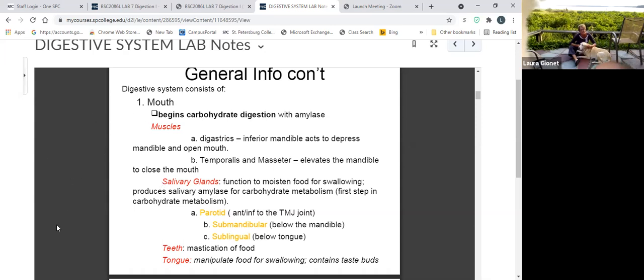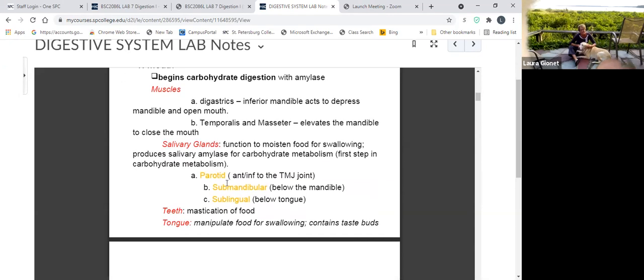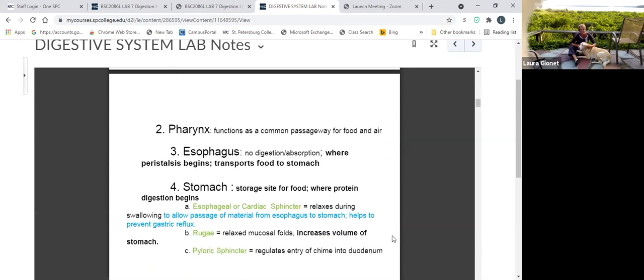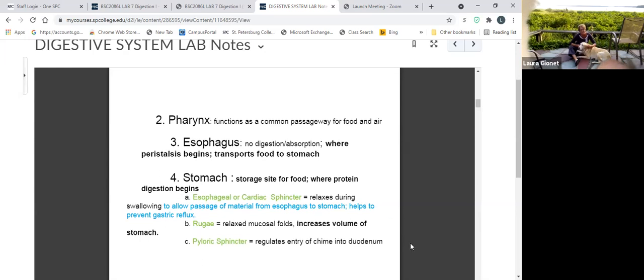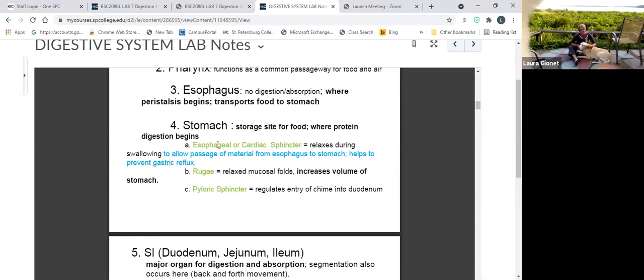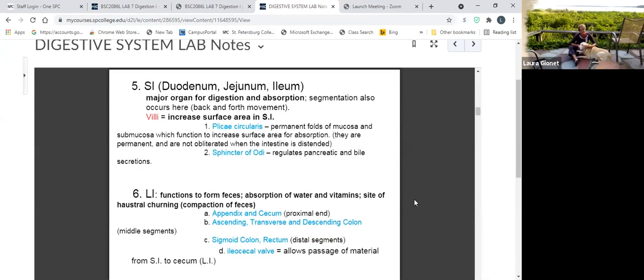But the mouth, it begins carbohydrate digestion. We have different digestive muscles, the temporalis and masseter muscles, that aid in digestion. We have salivary glands, the parotids, submandibulars, and the sublinguals. Teeth for mastication, tongue for manipulation of food, taste buds. The pharynx. We have specifically the oropharynx and laryngopharynx. We have the esophagus, the stomach. All right. The esophageal or cardiac sphincter, the rugae, the pyloric sphincter. Structures, functions, structures, functions. So you can read through those.